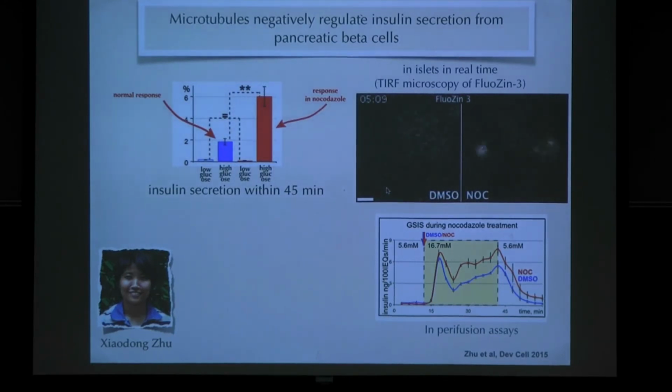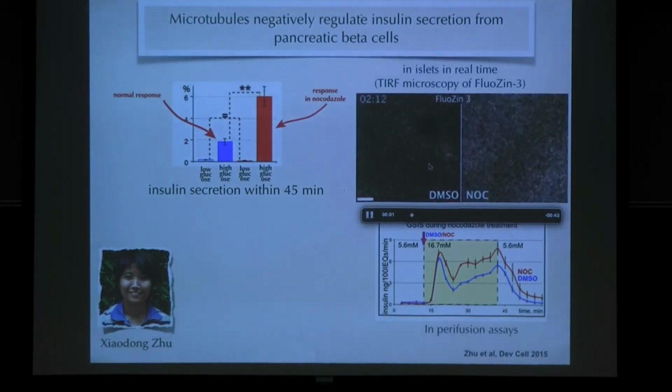And insulin granules, insulin co-crystallizes with zinc inside the granule. So whenever it is secreted, local concentration of zinc goes up. So those flashes that you can see there, it is at the membrane. Whenever a granule gets out, it gets fluorescent with the dye. So basically what this movie is supposed to show is that normally you have this much insulin secretion, but without microtubules you have this much insulin secretion.